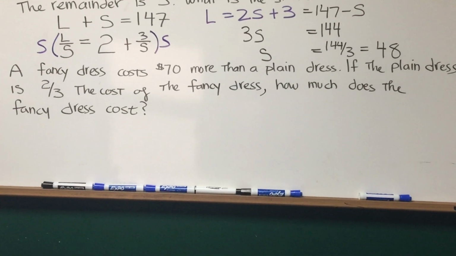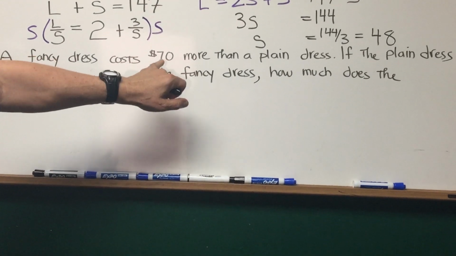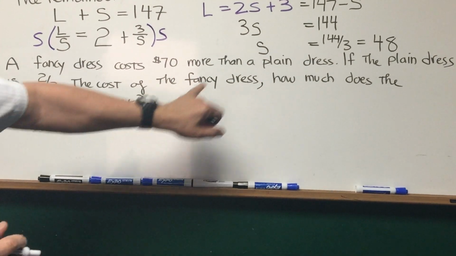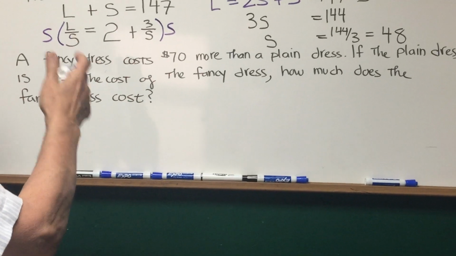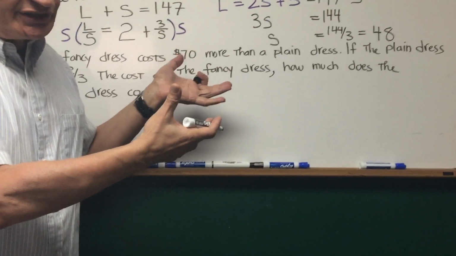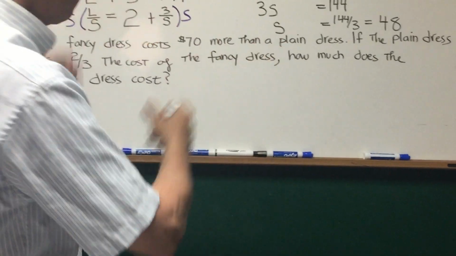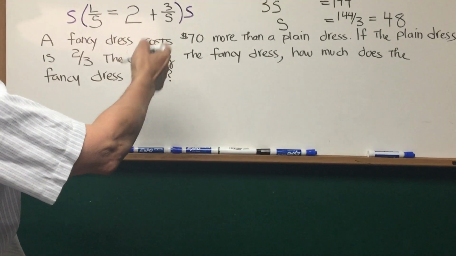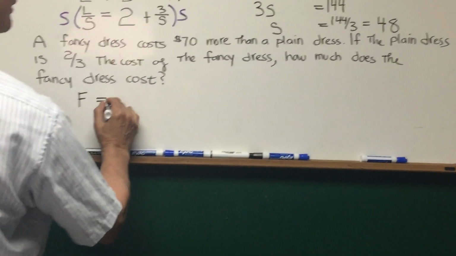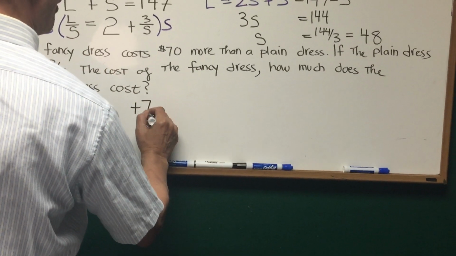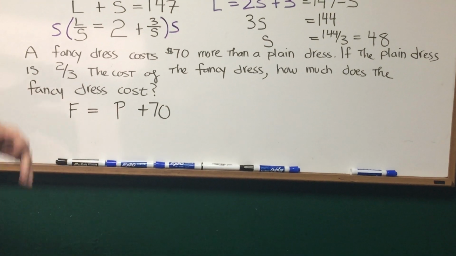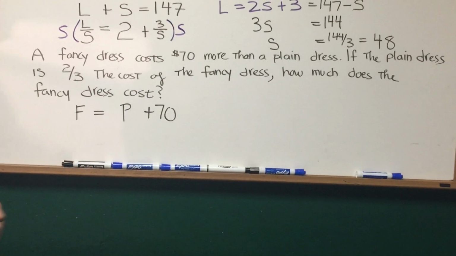A fancy dress costs $70 more than a plain dress. If the plain dress is 2/3 the cost of the fancy dress, how much does the fancy dress cost? Well, we have two unknowns, and we can see the two independent equations are pretty much articulated right there. Fancy dress costs $70 more than a plain dress. So the assignments need not be written out. There we know what the symbolism is.